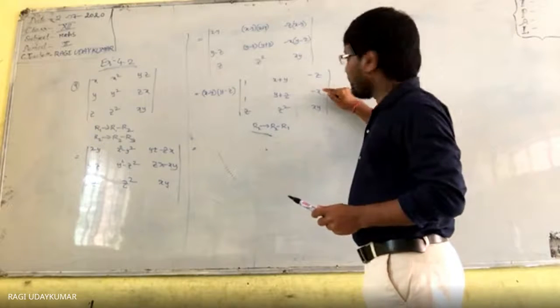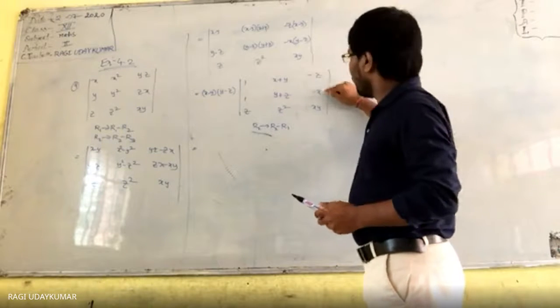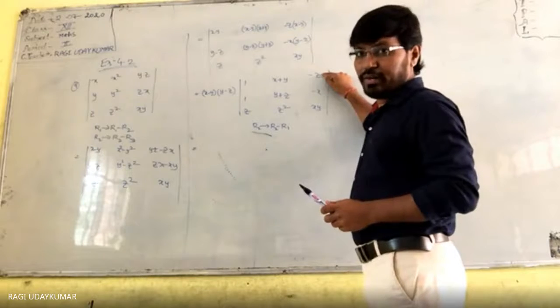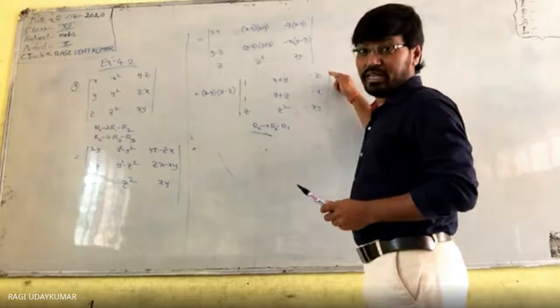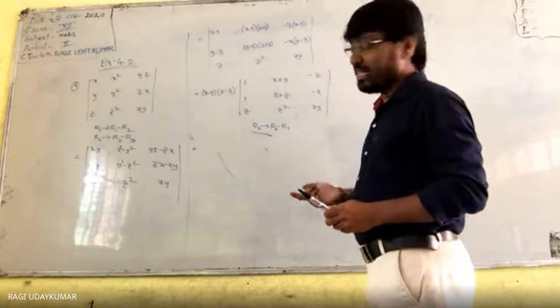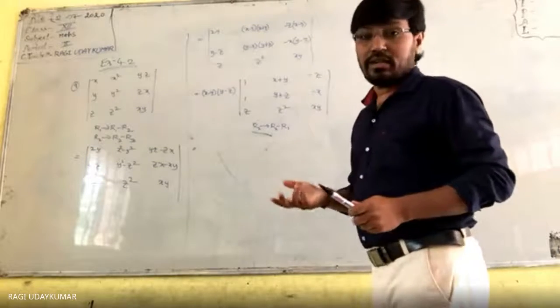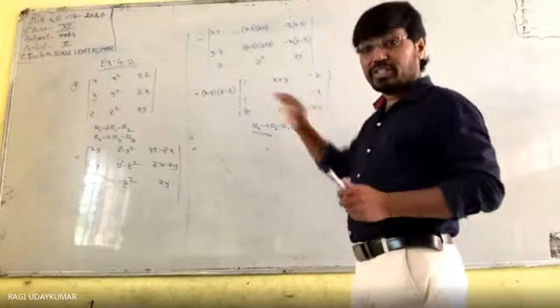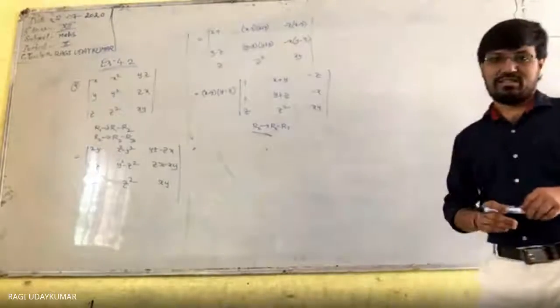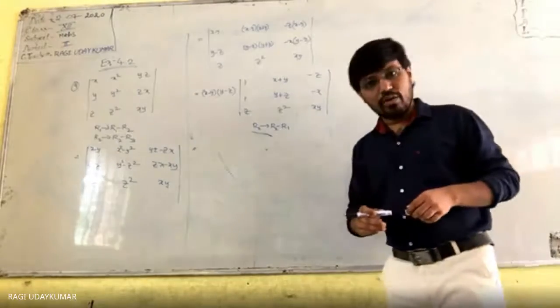Z minus x means this minus this if you do. What do you get? Minus x plus z, which is nothing but z minus x. Here also, this minus this gives z minus x. So here you are getting 0. So z minus x you can directly take common.